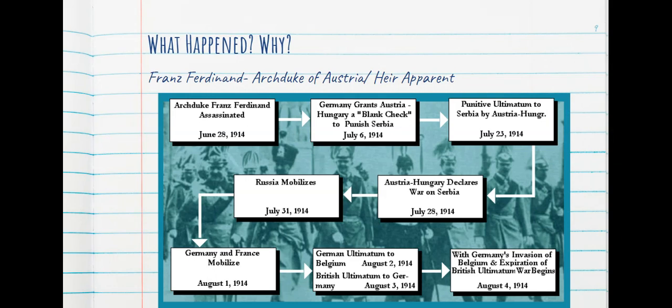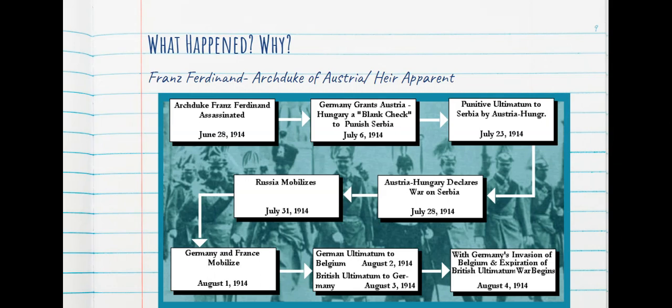So Germany tells Russia, "Hey, back off. Get out of this conflict." And so Germany and Russia are kind of neck and neck. And so, a month after the assassination, Austria-Hungary declares war on Serbia, and Russia completely mobilizes. Germany and France then mobilize. Germany declares war on Russia and France, and they implement their Schlieffen Plan, which is this speedy warfare.